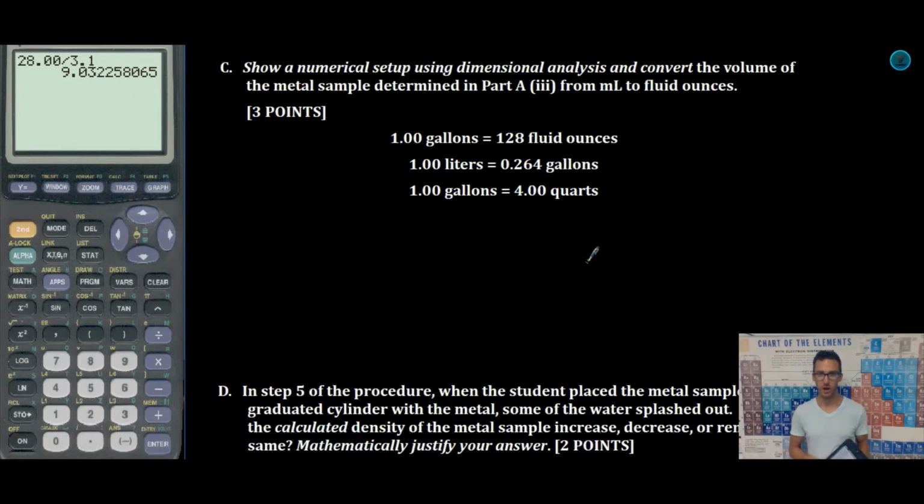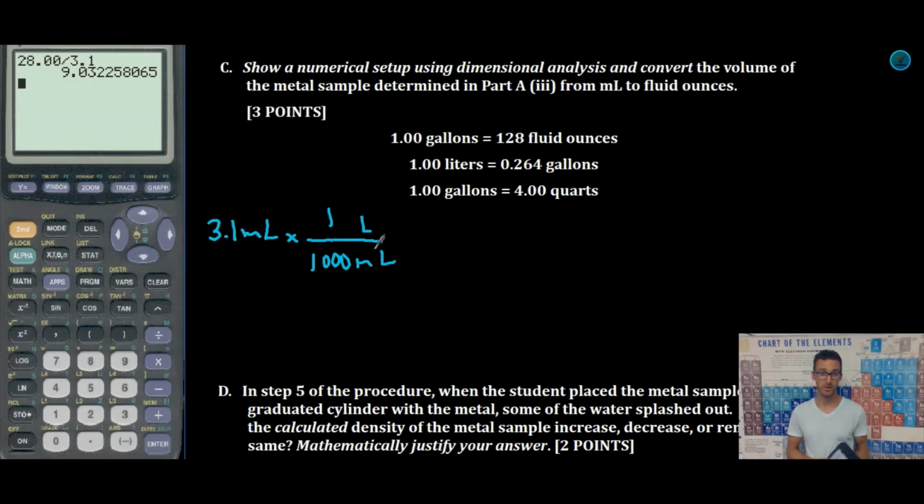Part C, show a numerical setup using dimensional analysis and convert the volume of the metal sample determined in part A III from milliliters to fluid ounces. As with any dimensional analysis, I'm going to start with my known and I'm going to focus on my units. I start with milliliters, so I'm going to cancel that unit out on the bottom and first convert to liters.